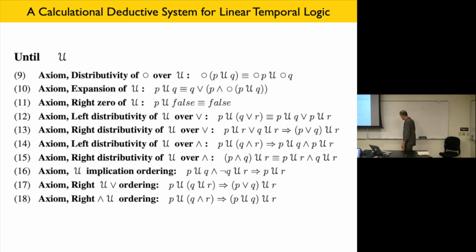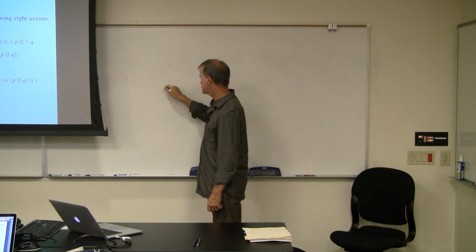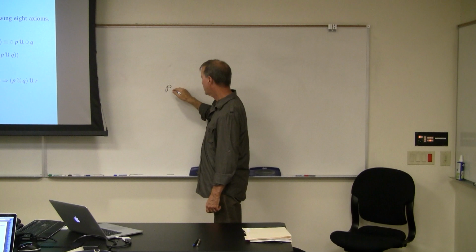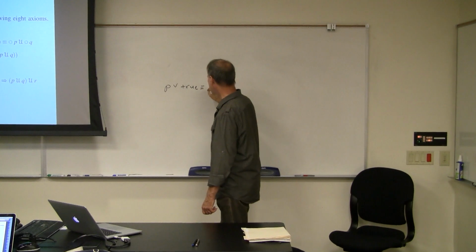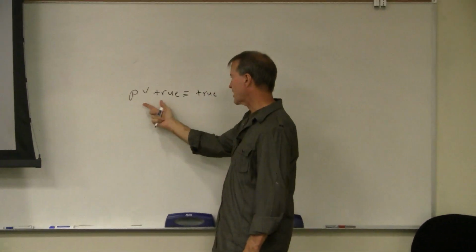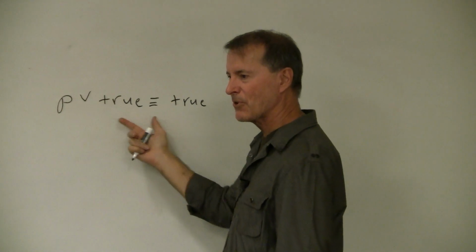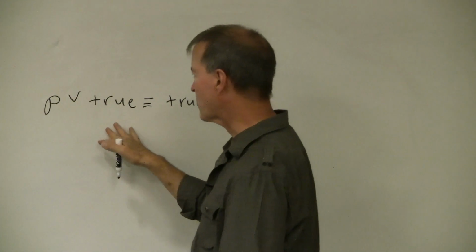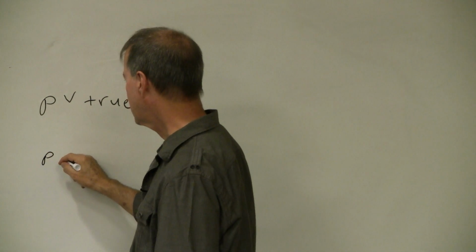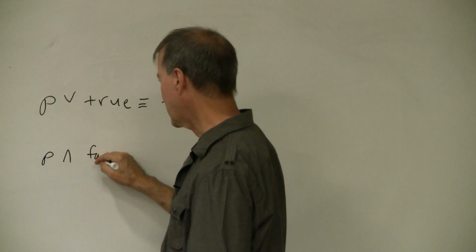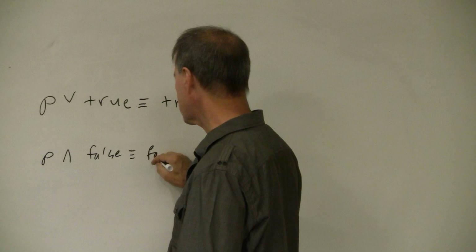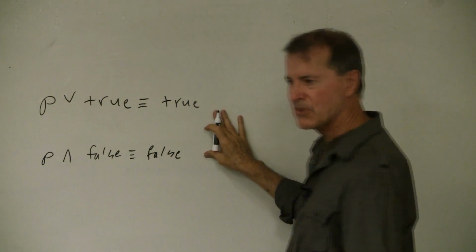So what are the zero laws? Do you remember the zero laws in propositional calculus? It's P or true, that's a zero law. P or true equals what? True. So this is 0. It's like something times 0 is 0. And what's the 0 for and? P and what equals that same thing? Yeah, P and false equals false. Okay, so these are the zero laws that we're familiar with.